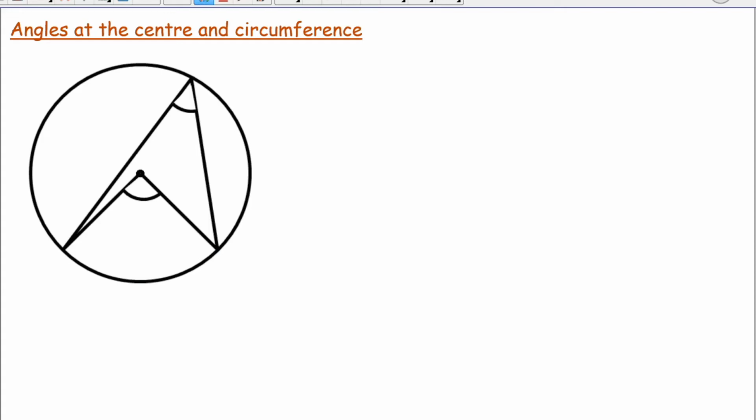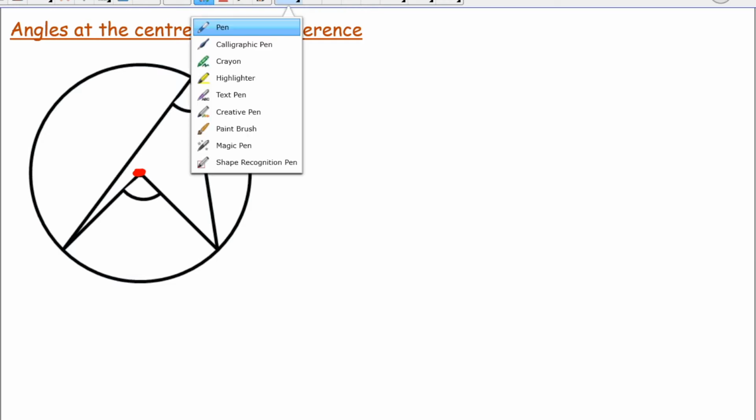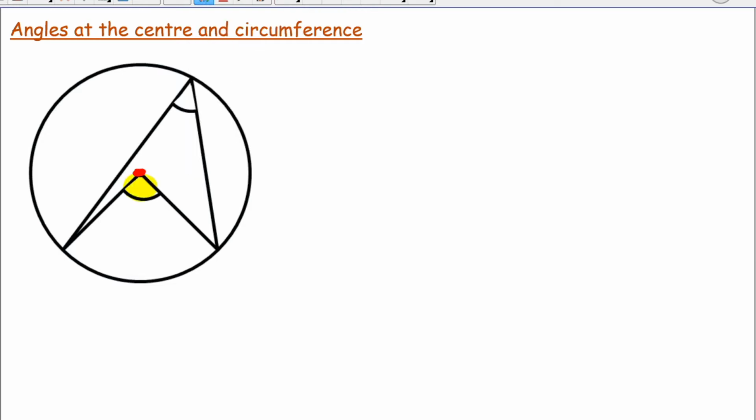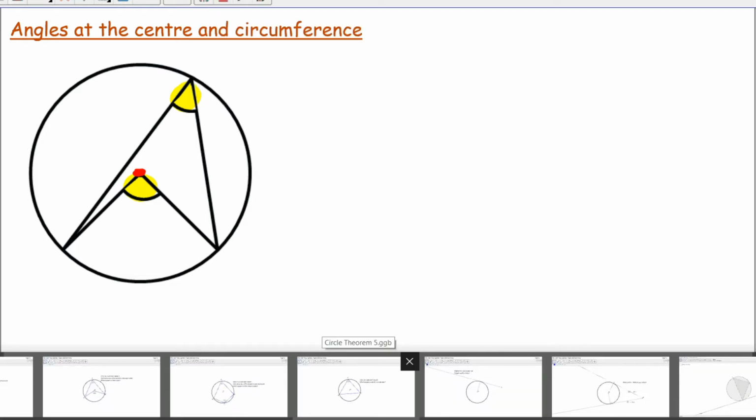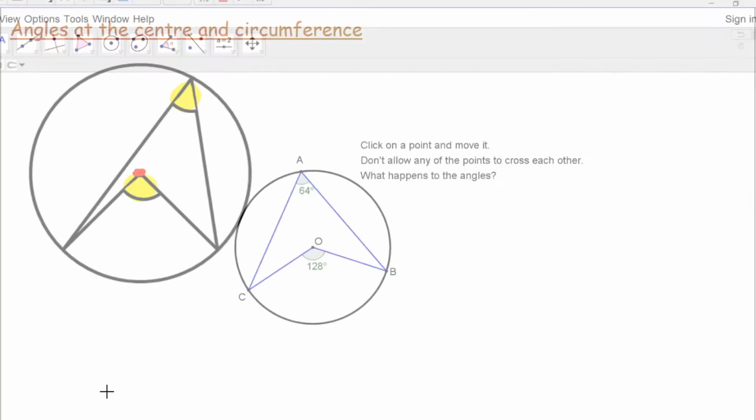We want to look at the angles at the center and the circumference. What is the relationship between them? Remember, this is the center, and this is the circumference. We want to know the relationship between these two angles. Again, I'm going to open an application, then we can explore and find out the relationship between these.